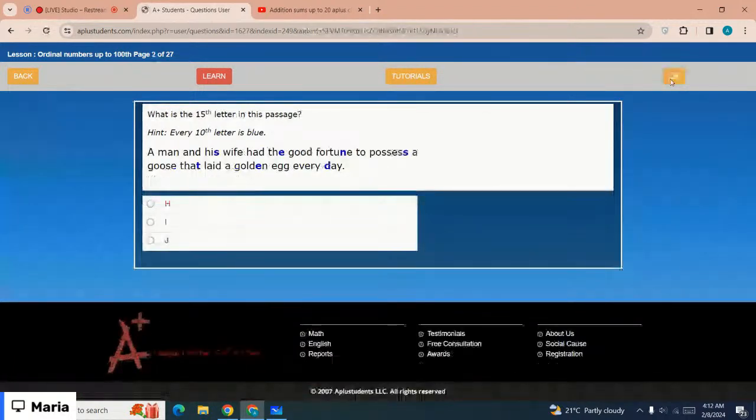Okay, the next one is: what is the fifth letter in the passage? Every 10th letter is blue. So which is the 15th one? You don't need to count the spaces.